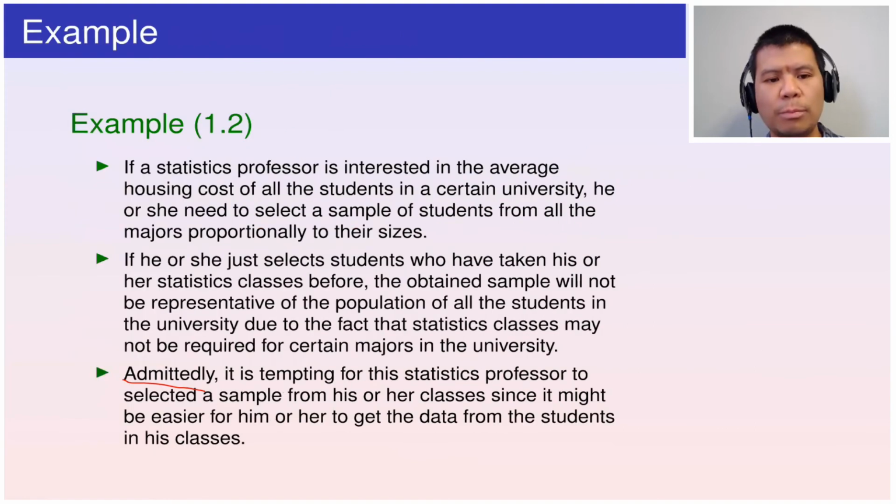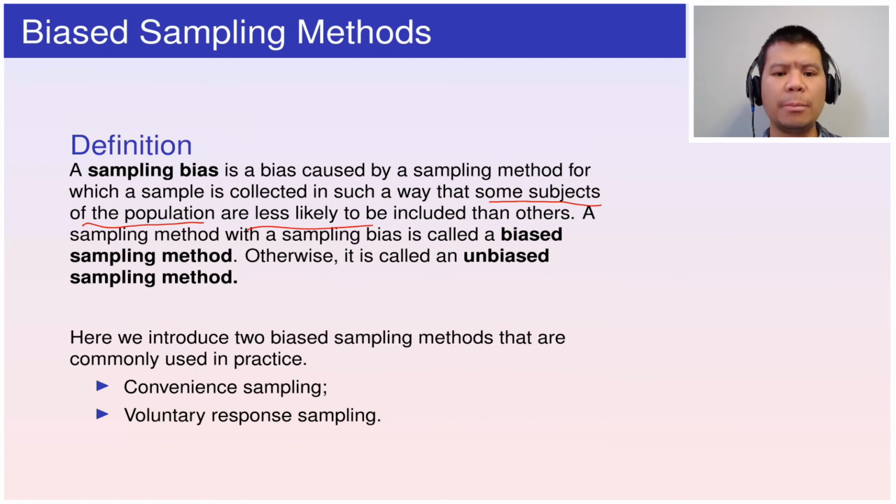Like this professor, he only selects students from his class. So students who haven't taken his or her class have what? Chance 0. They are less likely to be selected than these students. So therefore there is going to be a sampling bias. This is something you want to avoid.